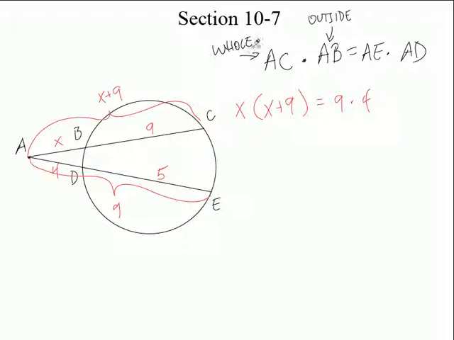So that's all you have to remember for this, is you do the whole thing times the outside equals the whole thing times the outside. And let's do it. This is x squared plus 9x equals 36. All right. This is quadratic, isn't it? So what do we do with the quadratic? Yeah, but you got to do what before you factor? Yeah, subtract 36. Good. And then set it equal to what? Equal to 0.